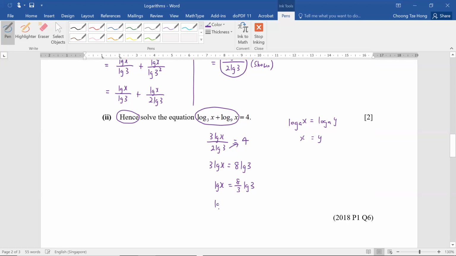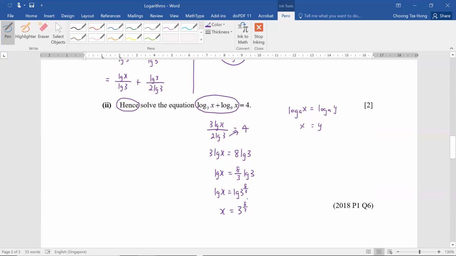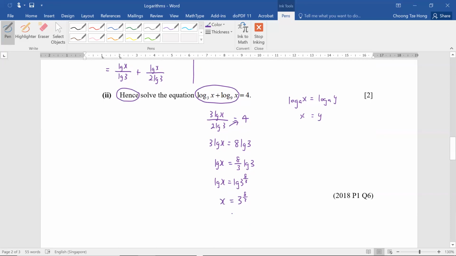Yes, we can use the power law to bring this 8/3 on top. So if log x equals log 3 to the power 8/3, then it goes to mean that x equals 3 to the power 8/3. Then all you need to do is use your calculator to work this out and give your answer to 3 significant figures. So the answer will be 18.7.